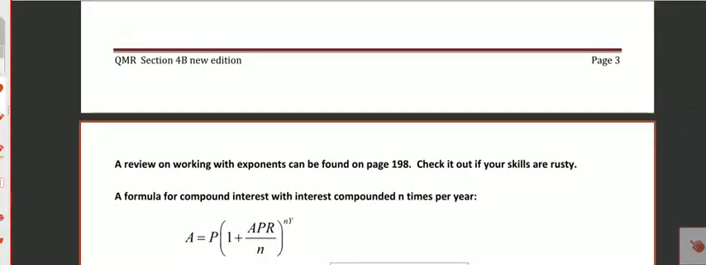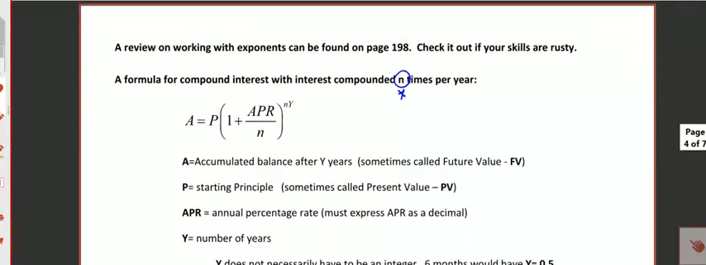And this is a formula for compound interest when your interest is compounded n times per year. That means it's not compounded once a year, but it might be 4 times or 3 times or 365 times a year. So the value of n represents the number of compoundings. This formula will be given to you, so you won't need to memorize it, but you do need to know what these variables stand for.